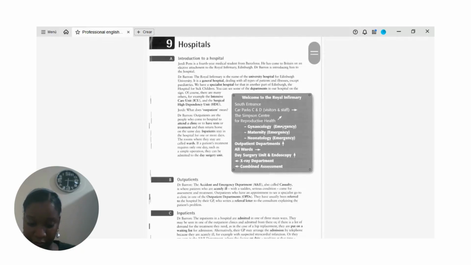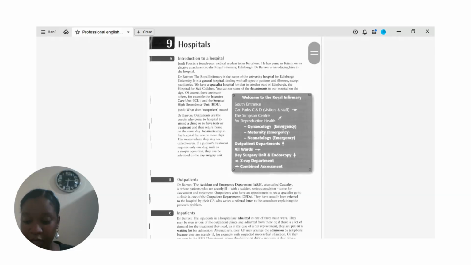B. Pacientes ambulatorios. El departamento de accidentes y emergencias, también llamado urgencias, es donde los pacientes que están gravemente enfermos con una afección repentina y grave acuden para su evaluación y tratamiento. Los pacientes ambulatorios que tienen una cita con un especialista van a una clínica en uno de los departamentos de consultas externas. Por lo general, han sido derivados al hospital por su médico de cabecera, quien escribe una carta de derivación al especialista explicando el problema del paciente.